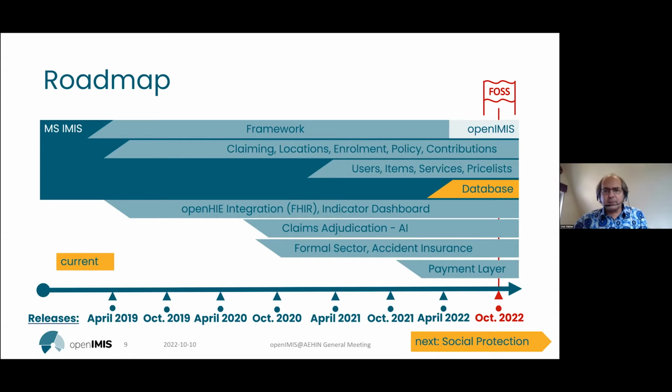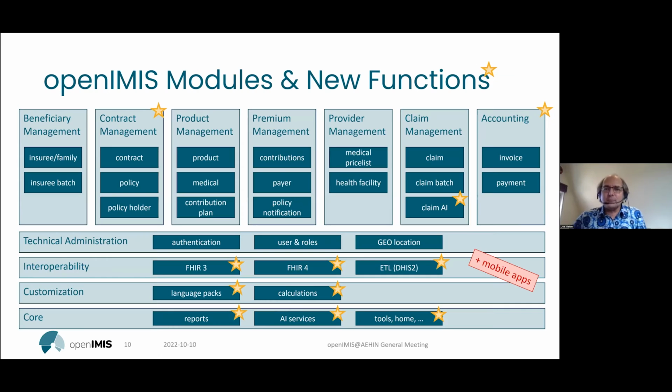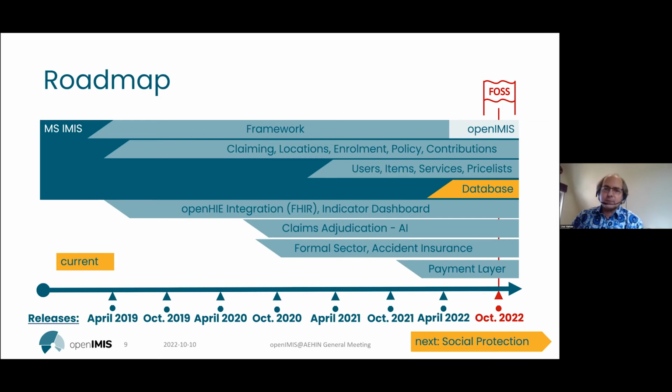There are a few minor things that still need to be done in specific implementations in certain countries, but you are able now to install openIMIS as a fully open source stack without any licensing problems towards Microsoft. For the next program phase, we will look at social protection as the next major activity that we will finance and develop.